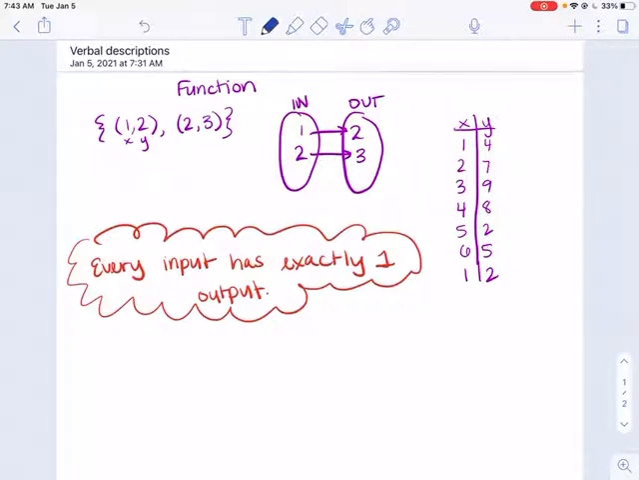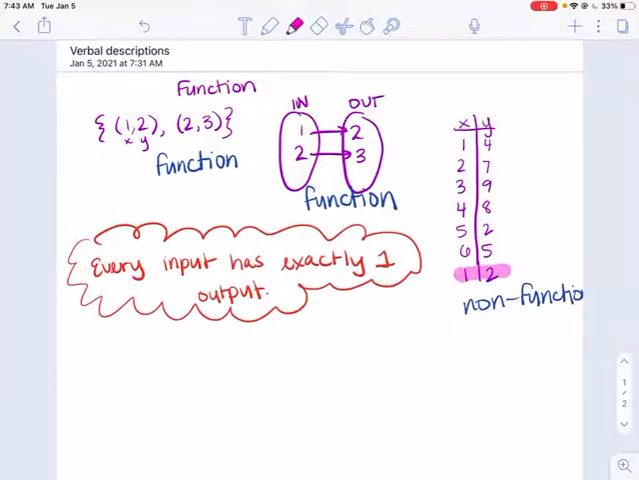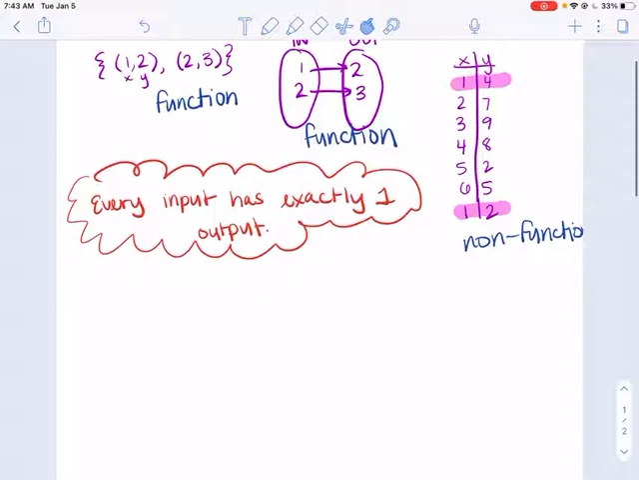The first representation is a function because each x has exactly one y. In the mapping, that is also a function because each input has exactly one output. In the table, it is not a function. It's a non-function because the number 1 as an input has 2 different outputs. Sorry, I didn't get my N on there on non-function.